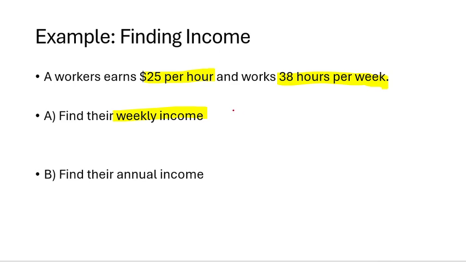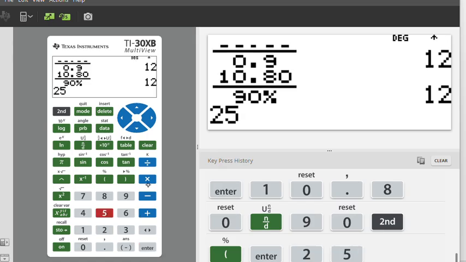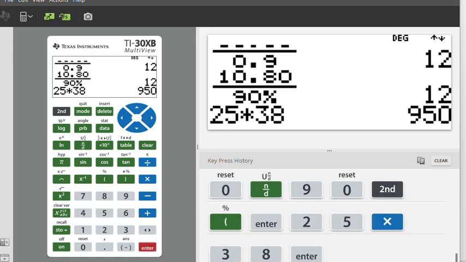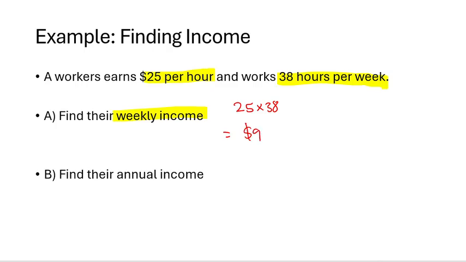So it's pretty easy. It's gonna do 25 times 38. Type that in the calculator. You're gonna get some number, $950 per week.